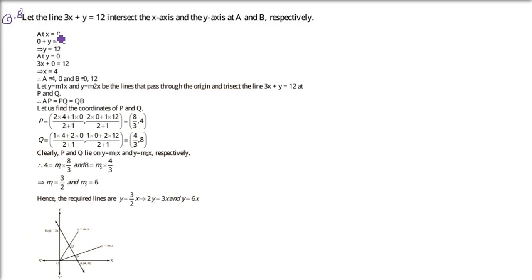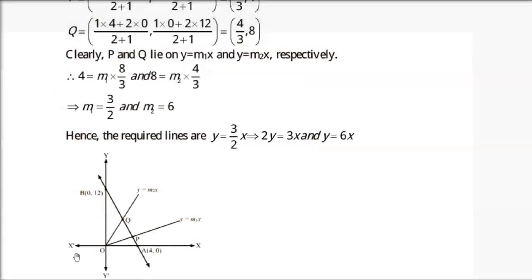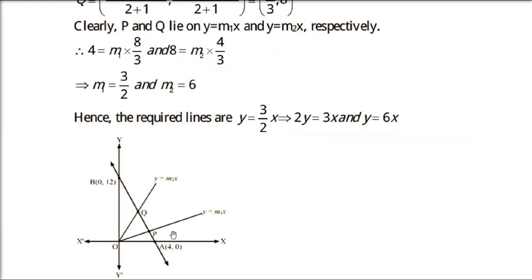Question number 8. Find the equations to the straight lines which go through the origin and trisect the portion of the straight line 3x plus y equals 12, which is intercepted between the axes of coordinates. So let me show you the diagram first. I'm going to make it. So the question here is, we have to find out the straight lines. It is being said multiple lines. So we have 2 lines actually, if you see here.